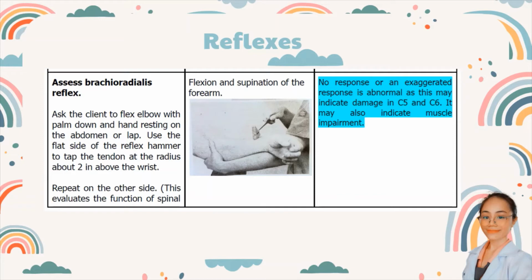For the normal findings, flexion and supination of the forearm is present. For the abnormal findings, there is no response or exaggerated responses, and this may indicate that there is damage to C5 and C6, and it may also indicate muscle impairment.